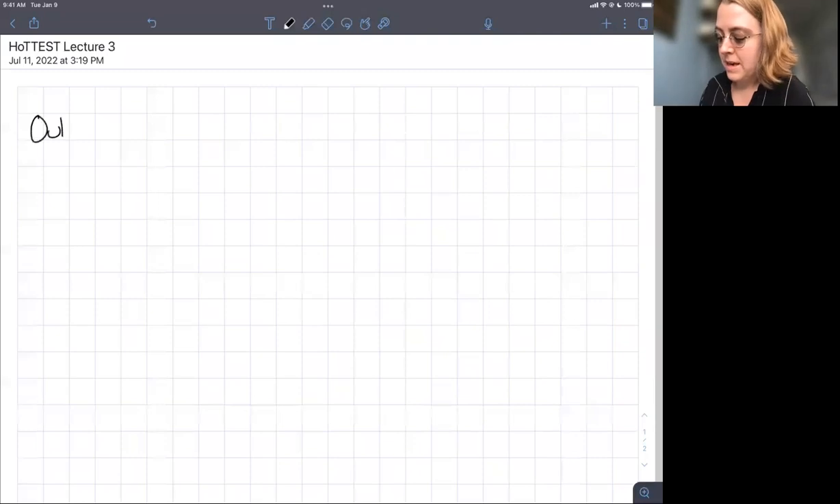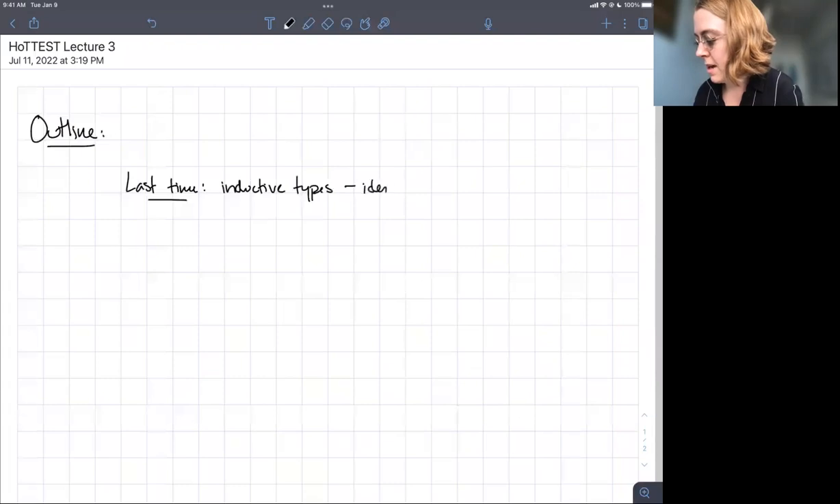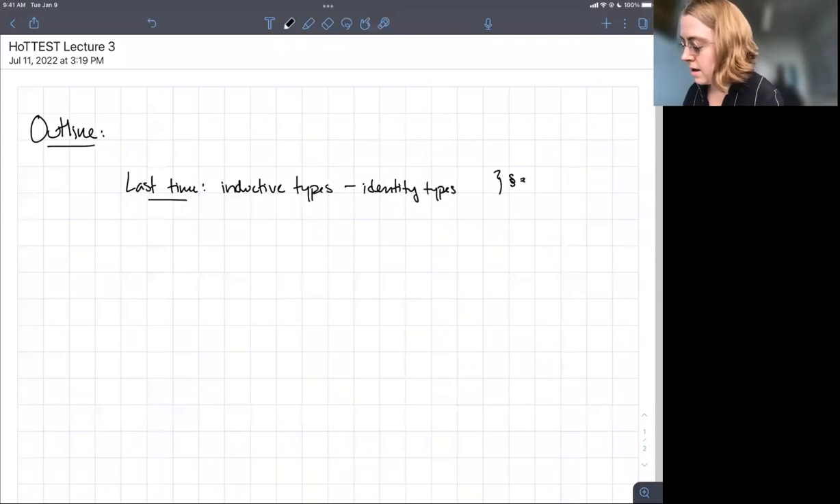Okay, so let's start with a tiny outline of where we are in this course. In the first lecture, we introduced dependent type theory in general and pi types, these dependent function types, and the special cases of regular function types and product types. And last time, in the second lecture, we talked about inductive types, most inductive types of interest, minus the identity types. This subject matter corresponds to sections 3 and 4 of Egbert's book.